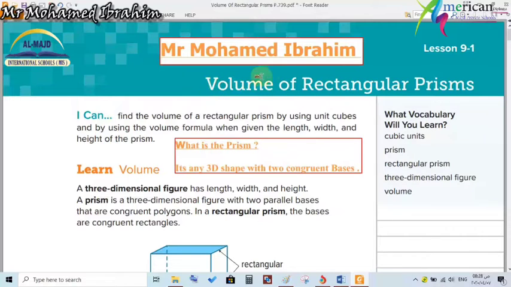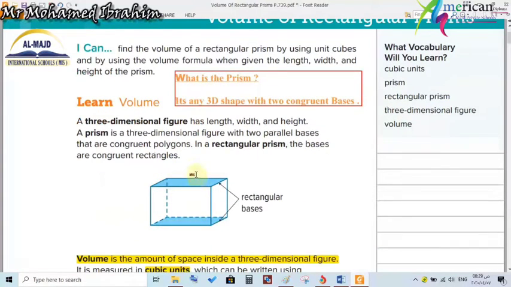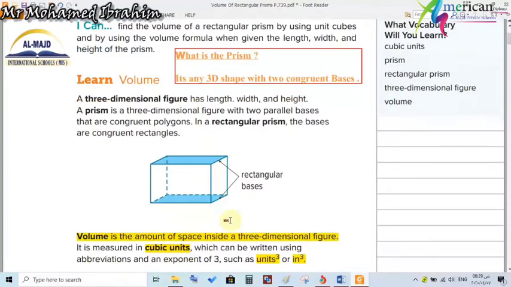Our lesson today, volume of rectangular prisms. What is a prism? A prism is any 3D shape with two congruent bases. A three-dimensional figure has length, width, and height. And the prism is a three-dimensional figure with two parallel bases that are congruent polygons. In a rectangular prism, the bases are congruent rectangles. Actually, it's called a rectangular prism because each side is a rectangle.